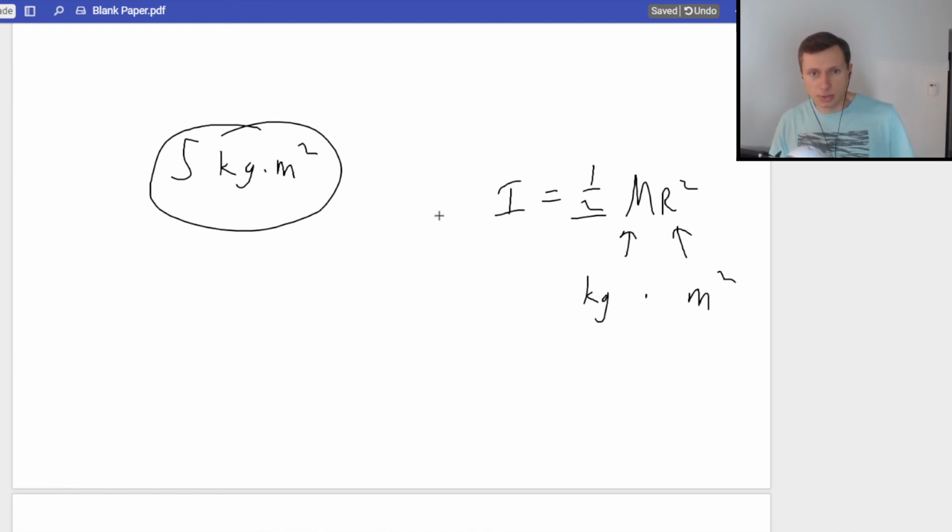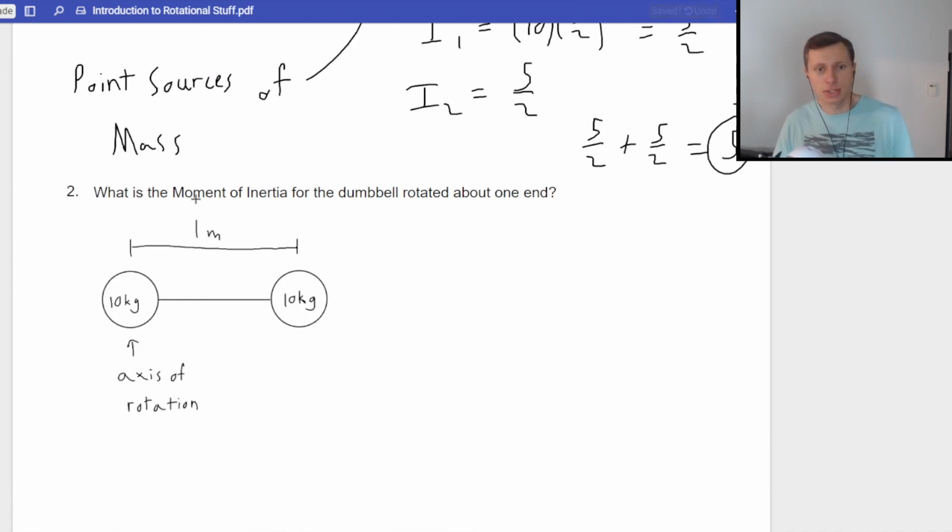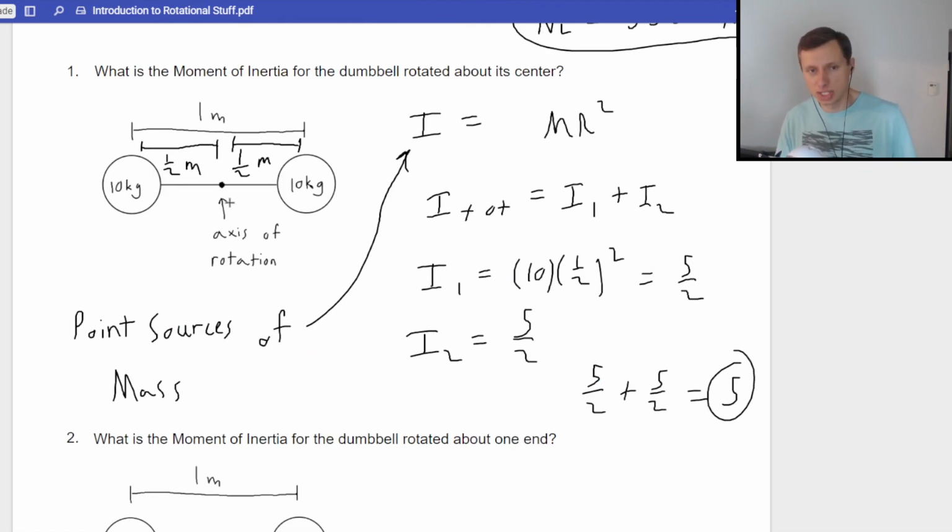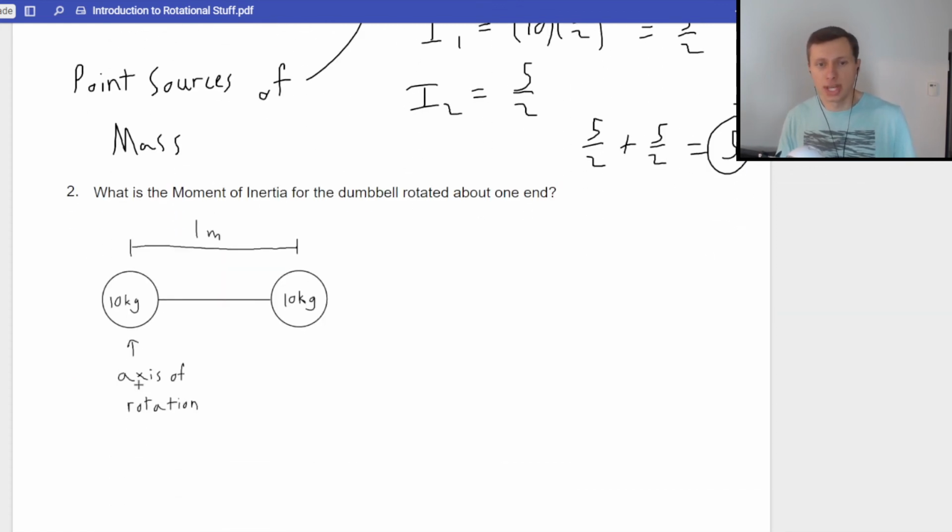Okay, any questions on this one? We got 5 kilogram meters squared for the moment of inertia. Is that high? Well, let's compare it. Let's compare it to, what if we put the axis of rotation on the left side now? Let's compare these moments of inertia and see which one's bigger. In other words, which one's harder to rotate. You can even kind of think of it right now. What do you think would be easier to rotate, when the axis of rotation is in the center like this, or when it's at one end? It's a good question. Let's answer it.